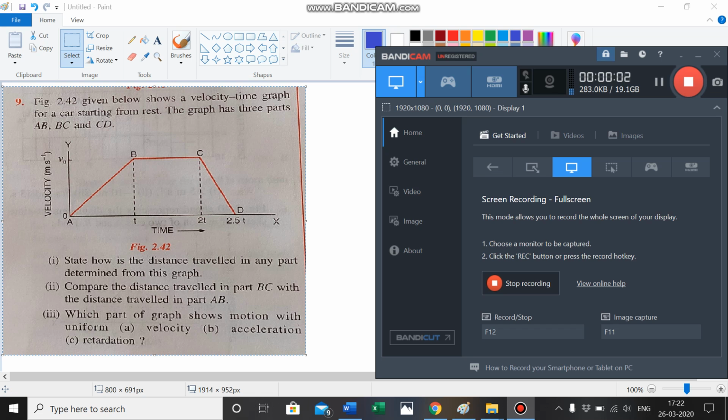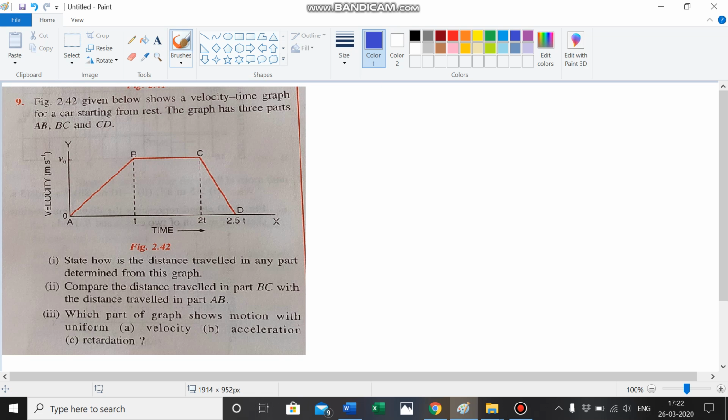So let's move to question number 9. Let's see what the question says. In question number 9, it says: state how the distance traveled in any part of the graph is determined from this graph. Well, this is a velocity-time graph, which means this is the velocity and this is time. And I remember that the area enclosed by that curve gives me the distance. So this is the area enclosed under the curve.